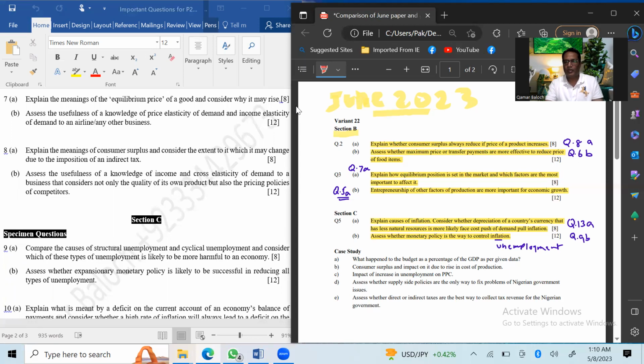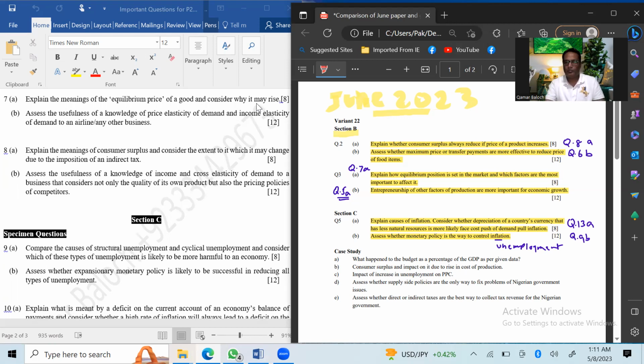So you should have explained consumer surplus, made its graph, and shown a leftward shift in the supply curve that has led to a rise in prices and a decrease in consumer surplus. And then you should have evaluated that whenever price increases, consumer surplus always decreases. However, the extent of decrease in consumer surplus depends upon price elasticity of demand. I'll make another video and explain in detail all the answers of these questions.